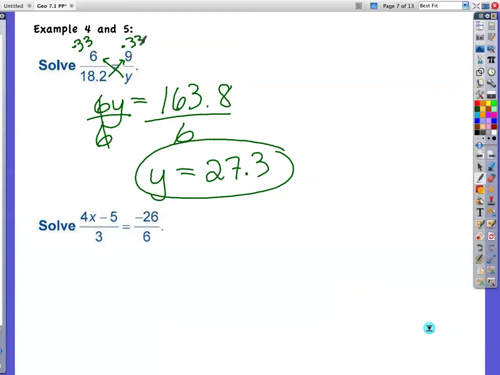All right, next one. This is where the bat and ball doesn't work. If I want to take 3 times negative 26, fine. I'm going to be okay with that. But I have to take 6 times this entire numerator, times that group. So 6 times 4x minus 5. And then you're going to take 3 times 26.